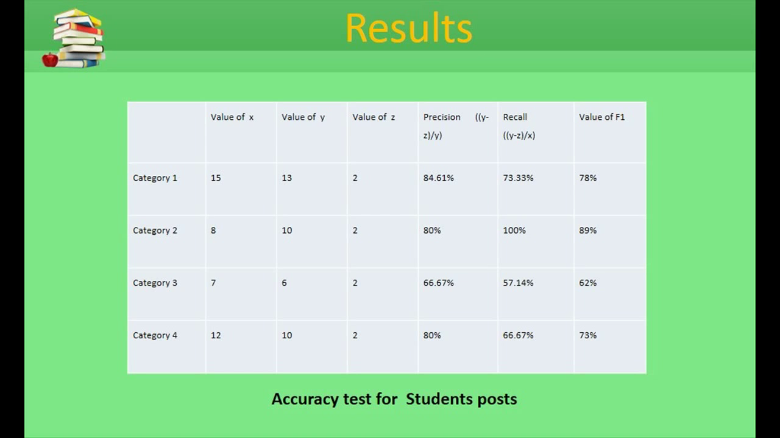The manually calculated total number of common sentences for each category equals X. The system-generated total number of common sentences for each category equals Y. The system-generated total number of false sentences for each category equals Z. Precision was calculated by (Y-Z)/Y. Recall was calculated by (Y-Z)/X. F1 was calculated by using precision and recall.